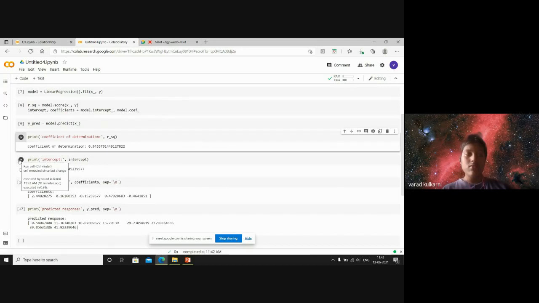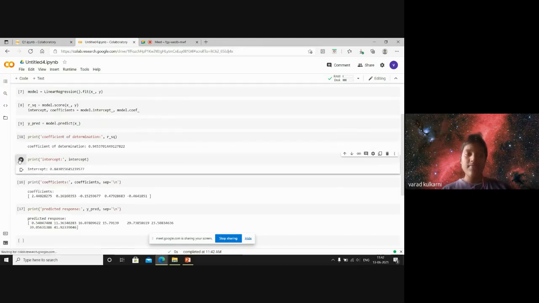Intercept also is being called by the print intercept function. We also get the coefficients by the print coefficient function.